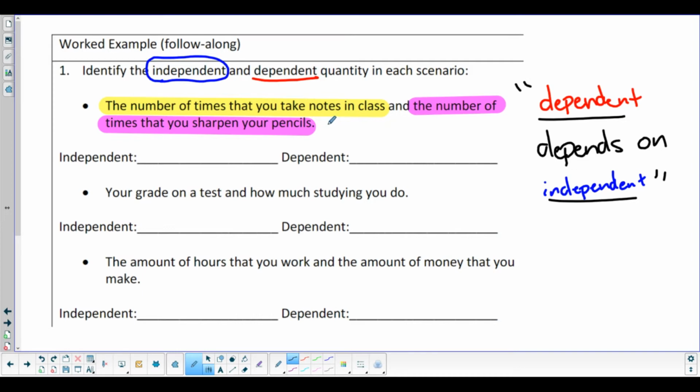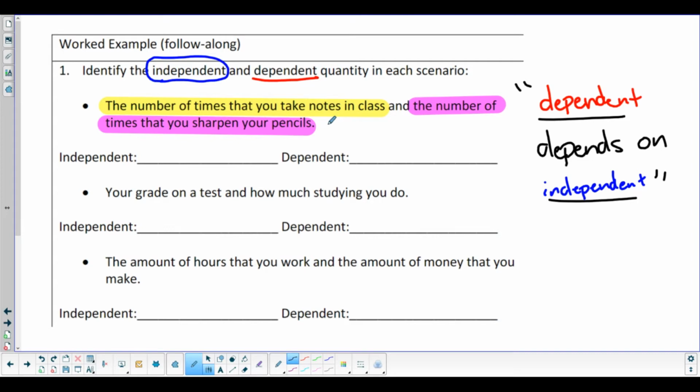Now, as a teacher, I often make my students take notes. I have never once kept track of the amount of times that someone sharpens their pencil. So I'm not asking my students, hey, have you sharpened your pencil 5 times today? Because if so, then we're going to take notes, right? That's not how it works.